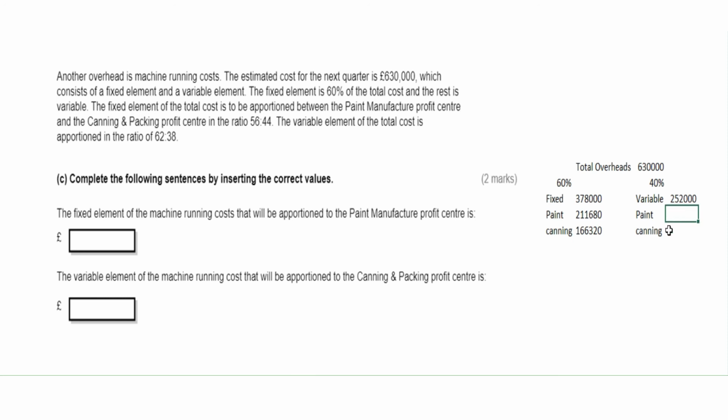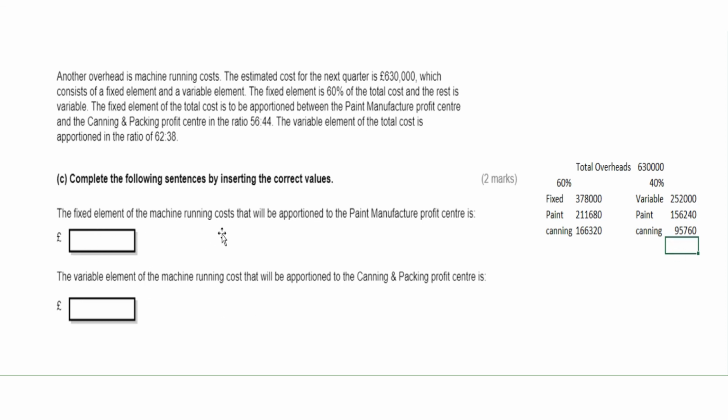So now we need to do the same thing for the variable element, which is apportioned in the ratio 62 to 38. They add up to 100 again, so that's just 62% and 38%. So the variable total times by 62% equals the paint variable element, and times by 38% gives the canning element. And we get that. We'll do our check again just to make sure I didn't do anything wrong, and they add up to 252,000 the same way.